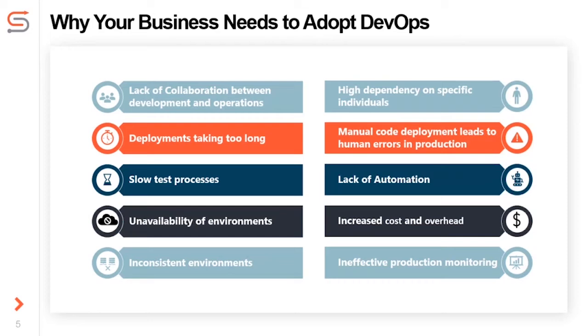There's a lack of collaboration, which leads to other problems such as slow test processes, increased cost and overhead, lack of consistency in the environments across the functions, great dependency on just one team or an individual, unnecessary manual interventions, and ineffective process monitoring.